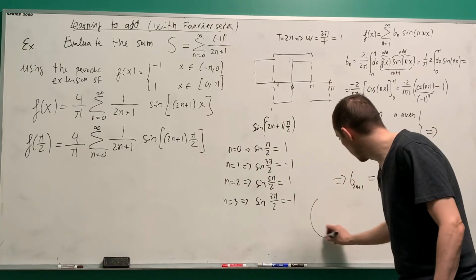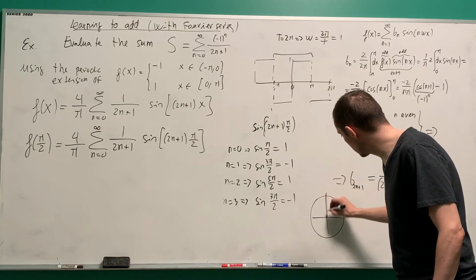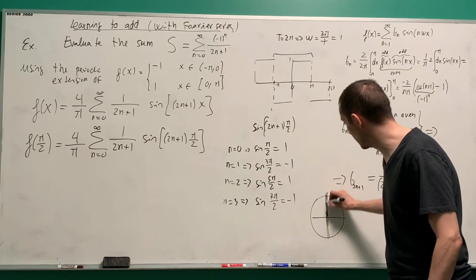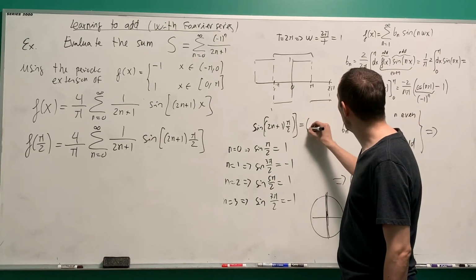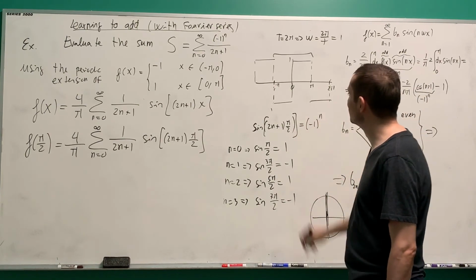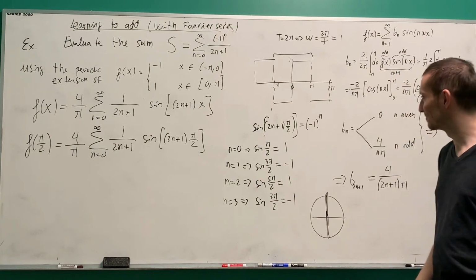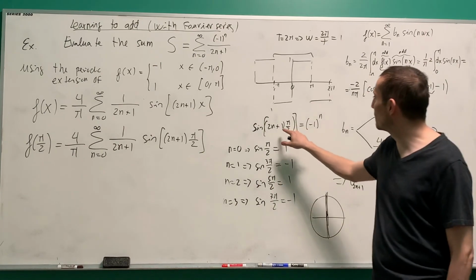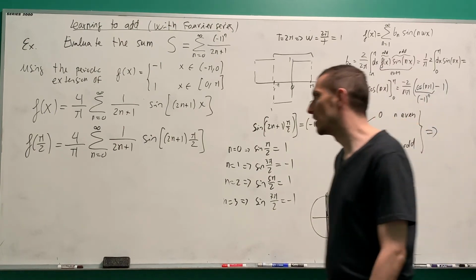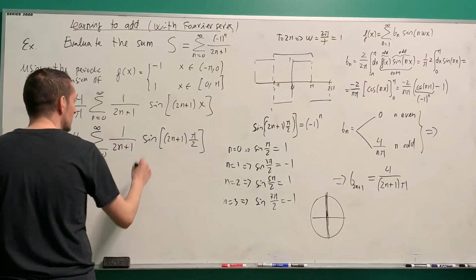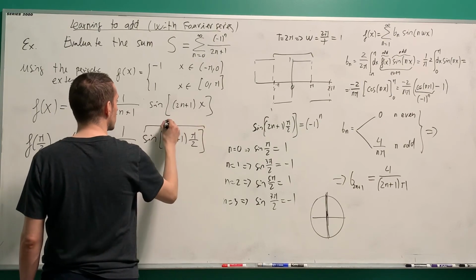Okay, so you're going from 1 to minus 1, and so on. This expression here is minus 1 to the n. Agreed? Okay. The sine of (2n plus 1) times pi over 2 is minus 1 to the n. Wonderful. So this thing is minus 1 to the power of n.